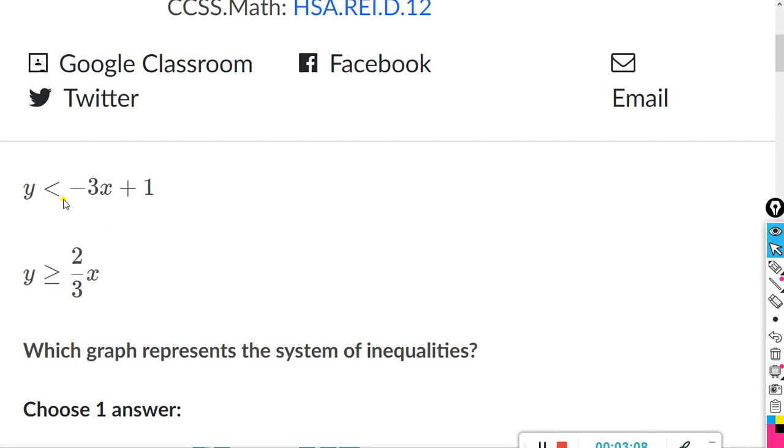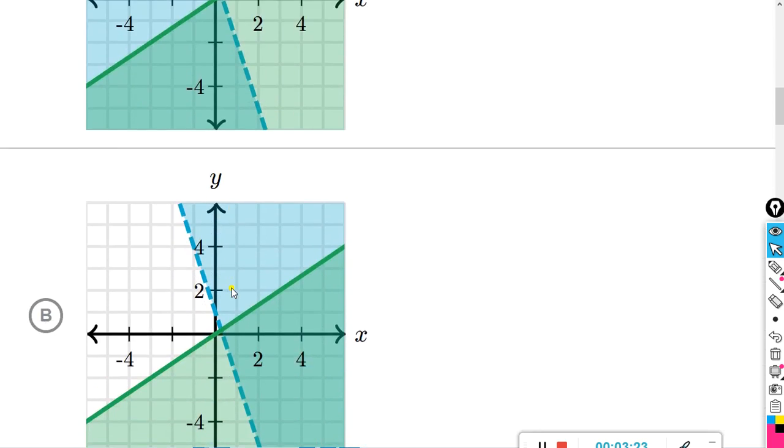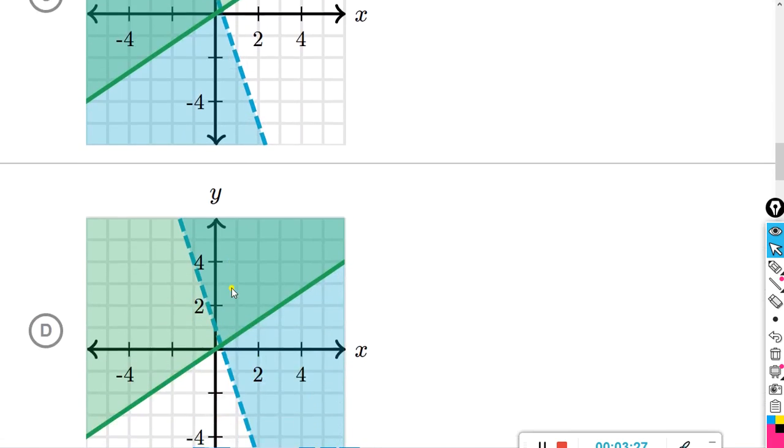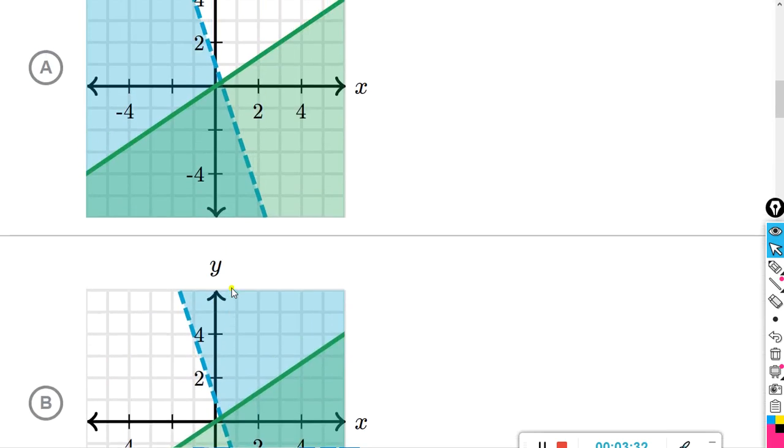So here we have y is less than negative 3x plus 1. Y is greater than or equal to 2/3 x. Which graph represents the system of inequalities? Okay, if you look at these graphs, the slope and y-intercept of all these lines on all the choices are the same. Okay, so that part we really don't have to worry about.